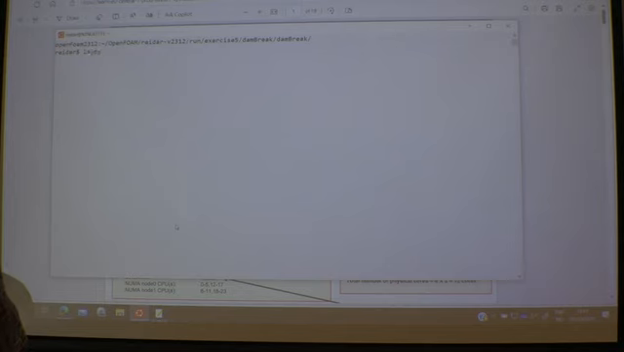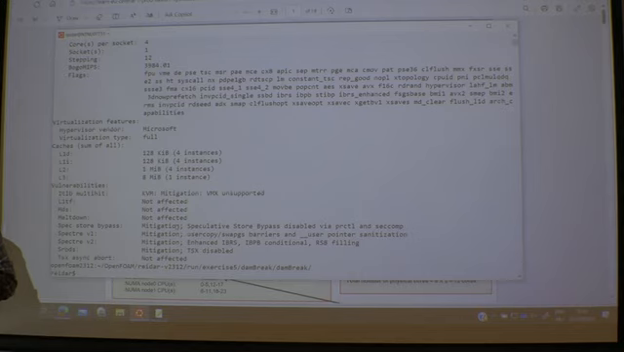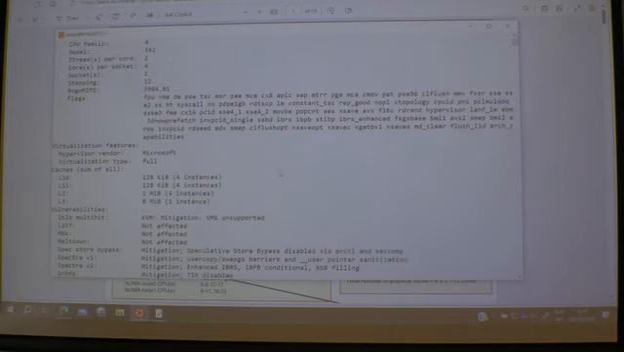lscpu. This is not a standard Linux command, but you have it in the OpenFOAM setup. So CPU family number 6, model, and so on and so forth. So you get a lot of information here.